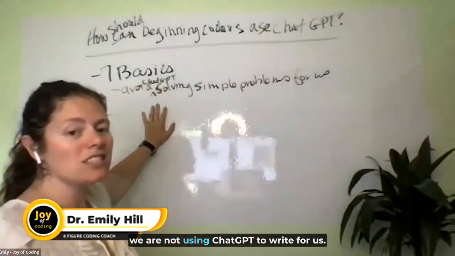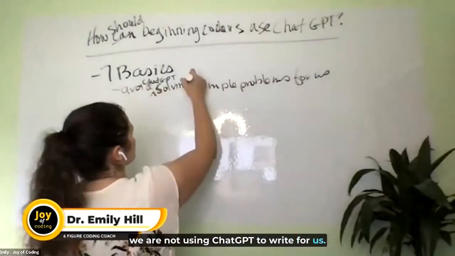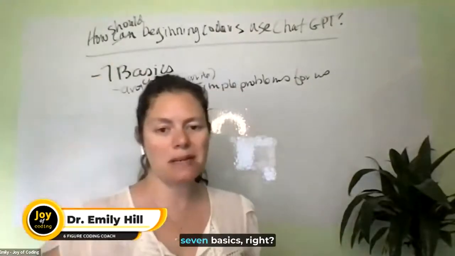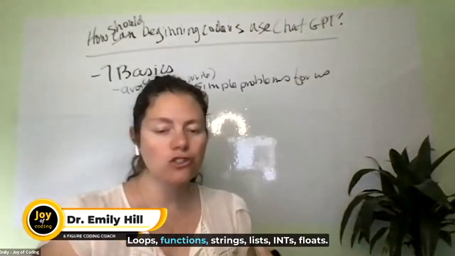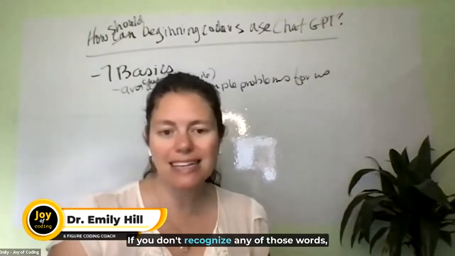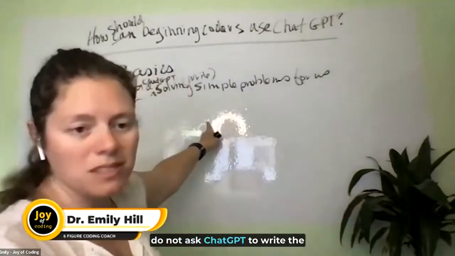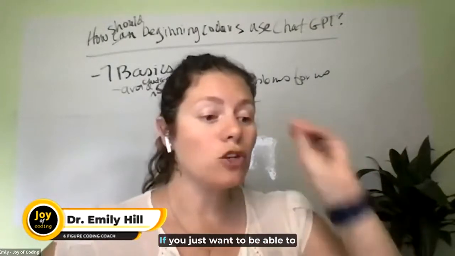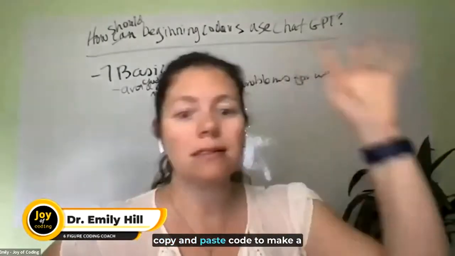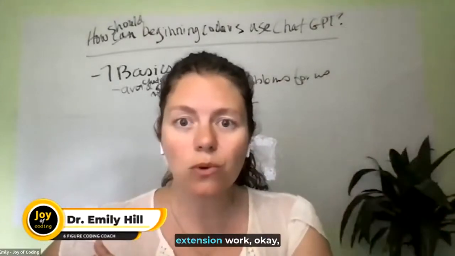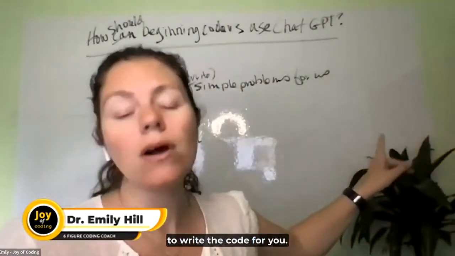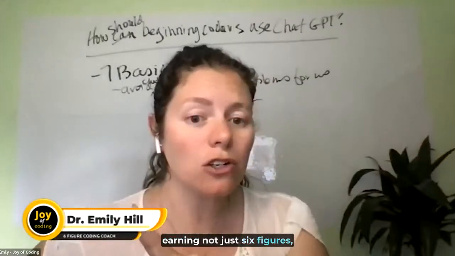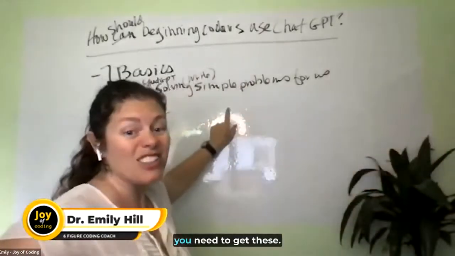Okay, we are not asking ChatGPT to write for us when we're in the 7 basics: loops, functions, strings, lists, ints, floats. If you don't recognize any of those words, do not ask ChatGPT to write the code for you. Now remember, I'm training people to become 6-figure software developers. If you just want to copy and paste code to make a Chrome extension or a WordPress extension work, be my guest and use ChatGPT to write the code for you. But if you want to become that highly paid software developer who's capable of earning more than 6 figures, you need to get these.